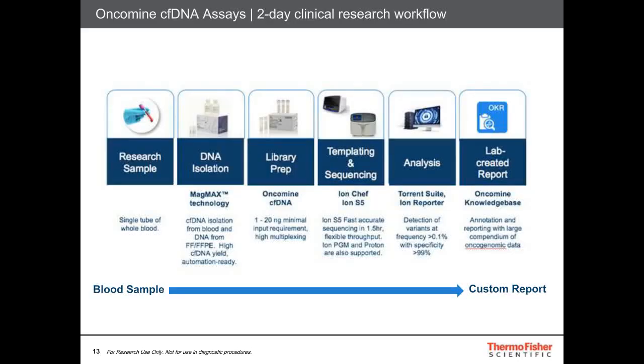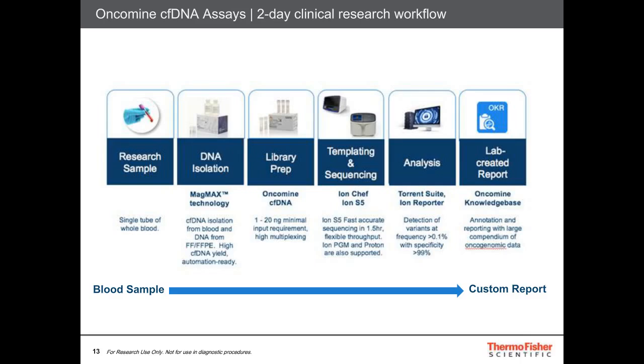And an overview then of the workflow of the Oncomine cfDNA assays. As the sample comes in, DNA is isolated using your preferred method, then the library prep is carried out. 20 nanograms is the amount that we used and recommended by the manufacturer, although I understand it can go lower than that. The template and sequencing then can be set up using the Ion Chef, and we sequence on the Ion S5.